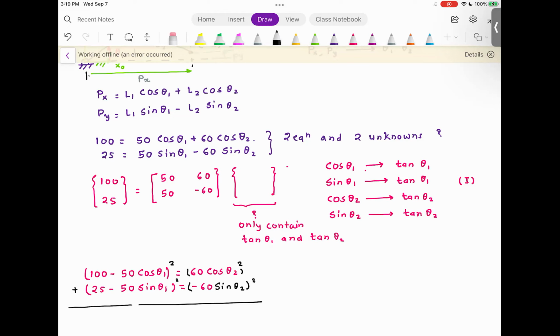Cosine square theta 2 can be added to sine square theta 2, which means these two quantities after squaring and adding become 1. Same thing is going to happen here. So this 50 cosine theta 1 square will get added with 50 sine theta 1 square, and again cosine theta 1 square plus sine theta 1 square is going to give you 1. There will be one term which will be the product of these two multiplied by 2 cosine theta 1, and the product of these two multiplied by 2 multiplied by sine theta 1.